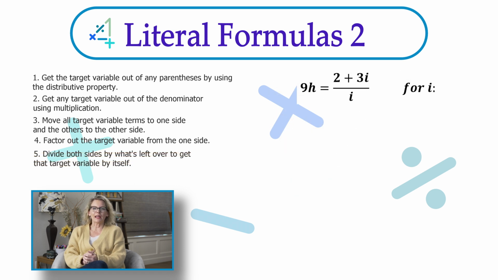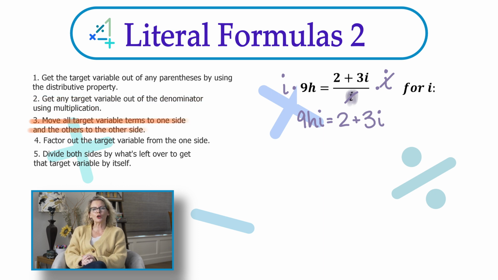Next up, look at this guy. Solve 9h equals 2 plus 3i over i for i. This example starts at step 2. What I want to do is move things around to get the i's together. But to do that, my first step is to get rid of this i that's in the denominator. I'll multiply both sides by i, for 9hi equals 2 plus 3i.